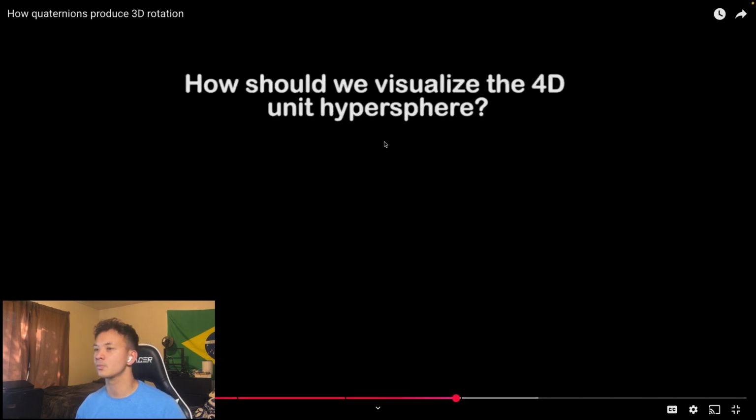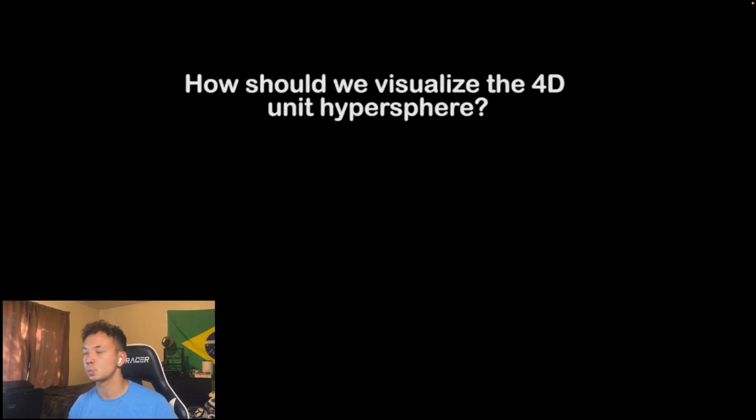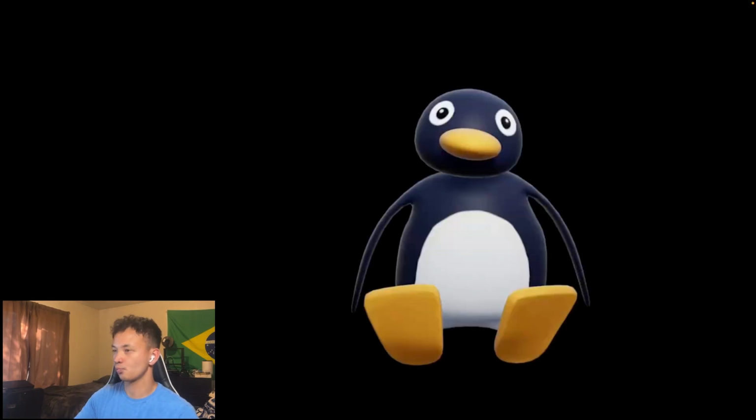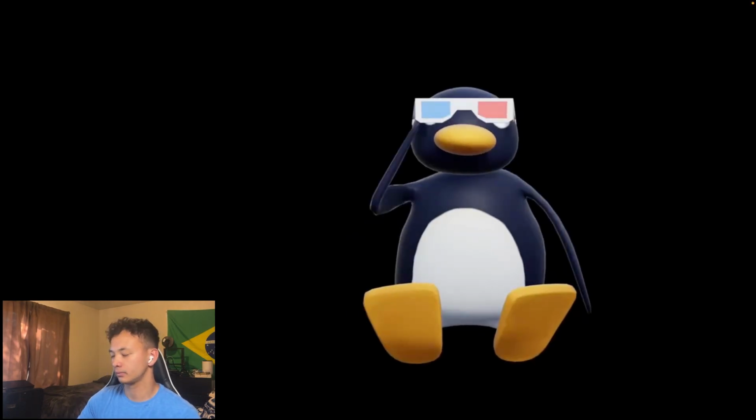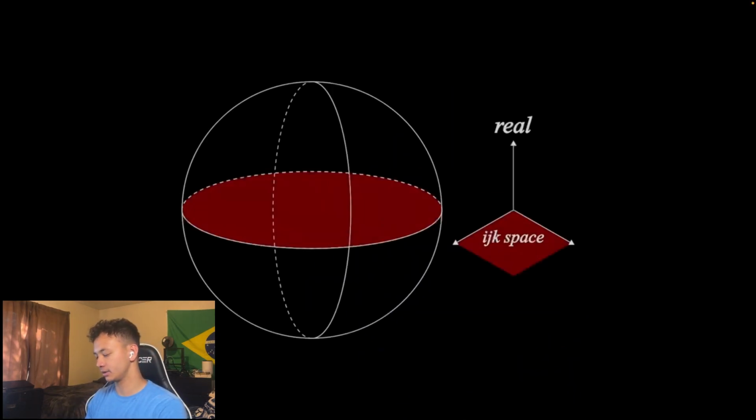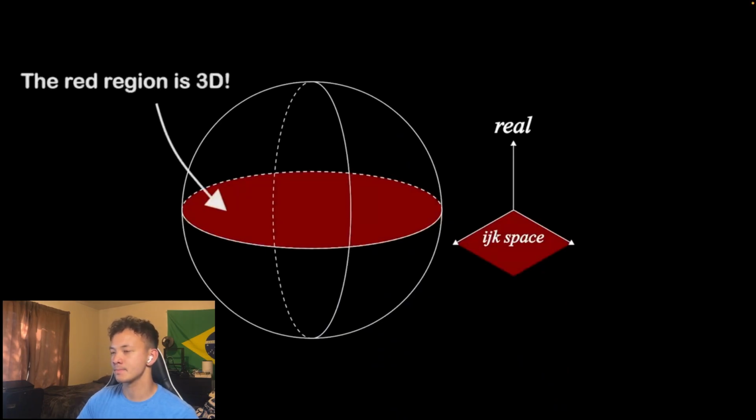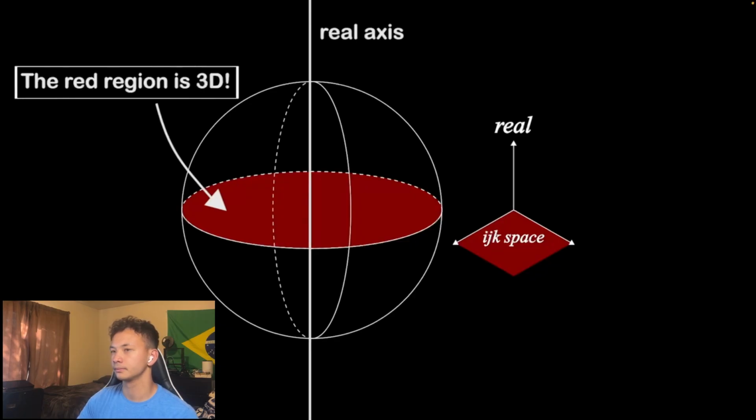I think it will be helpful to find a way to visualize the 4D unit hypersphere, since that's where the unit quaternions live. Any suggestions? I think you're one dimension too low. Let's try this. It looks like a normal sphere, except the red region in the middle is actually a 3D space, the ijk space, which is squished down into a flat circle. The axis perpendicular to that is the real axis. Just don't forget the red region is actually 3D, and the flat appearance is just an artifact of the schematic.